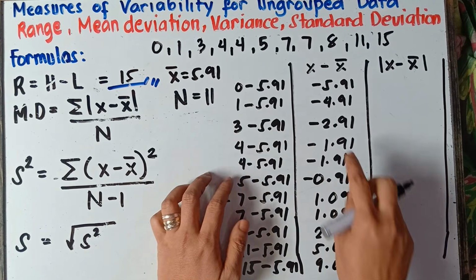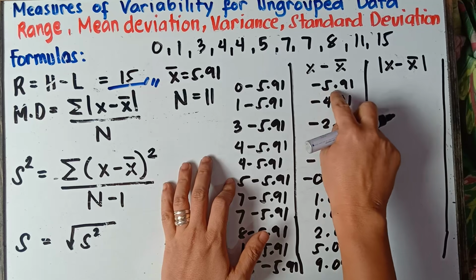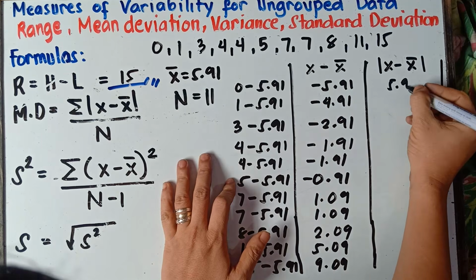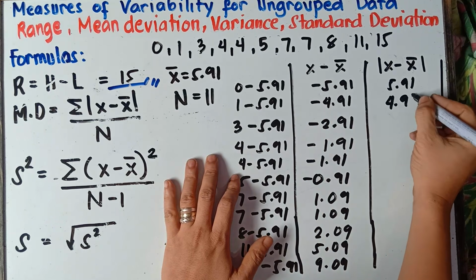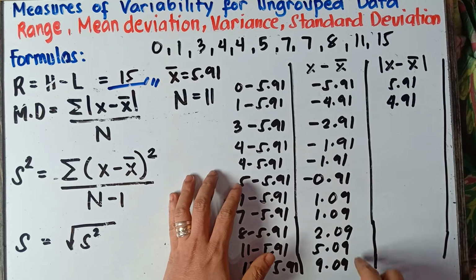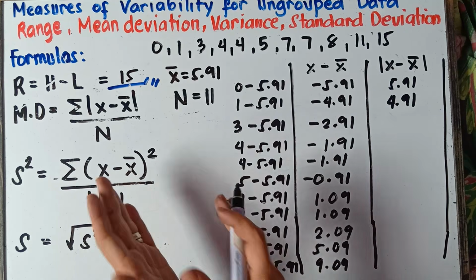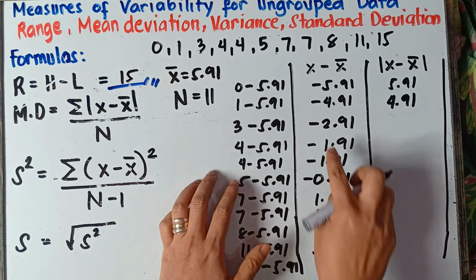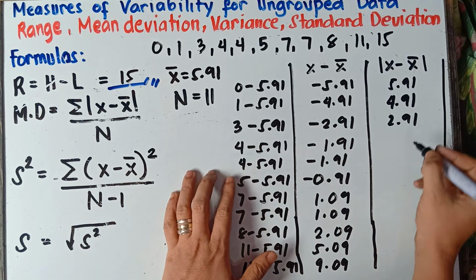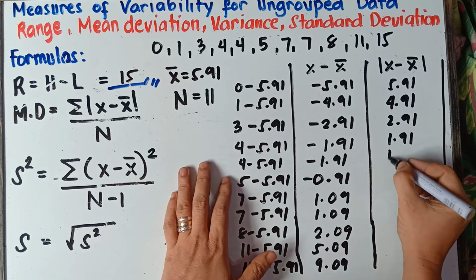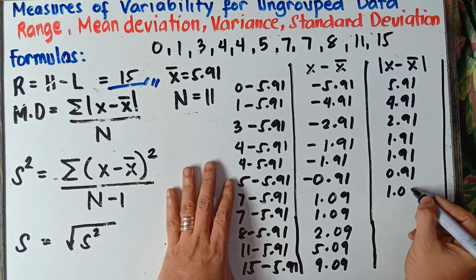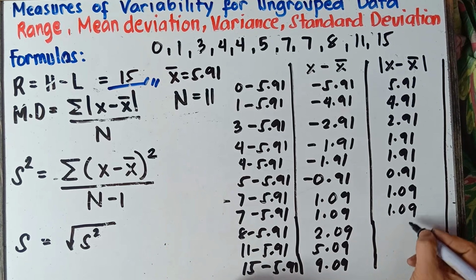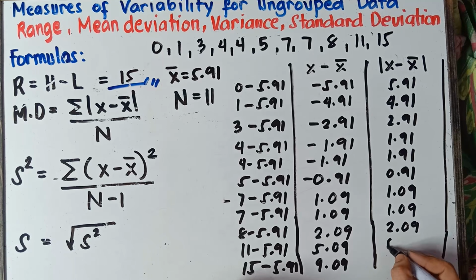Therefore, class, the absolute value of negative 5.91 would be positive 5.91. Absolute value of negative 4.91, that would be positive 4.91. Simply make this one, class, into positive, because the absolute value of a number is always positive. So this will be positive 2.91, 1.91, 1.91, 0.91, 1.09, 1.09, 2.09, 5.09, and then 9.09.